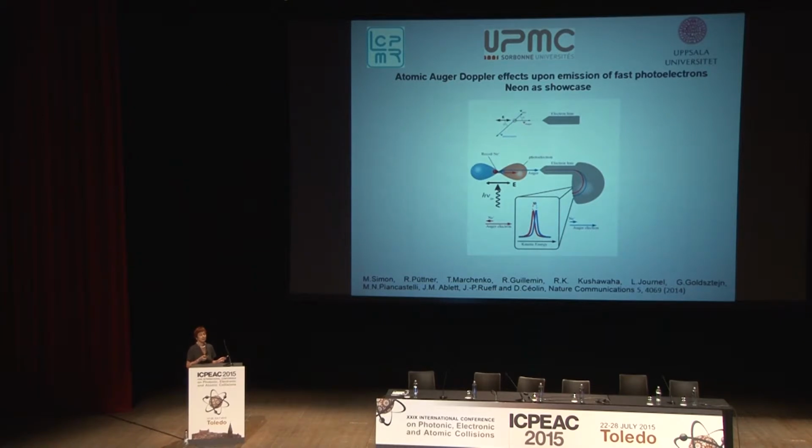In our experiment, we collect Auger electrons, and our energy analyzer is here. So basically, we will collect Auger electrons in this direction, which come from neon ions moving towards the detector, or Auger electrons, still in this direction, coming from neon ions which move in the other direction. And that will imply a Doppler shift in the energy of these Auger electrons. If the photoelectron energy is high enough, finally, we will see a double peak in the Auger decay.